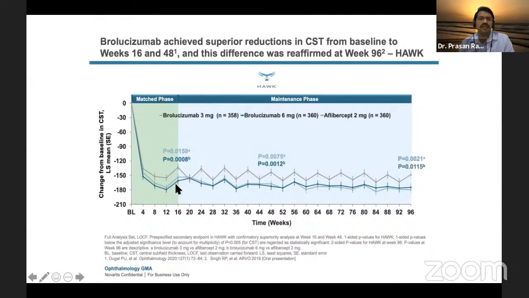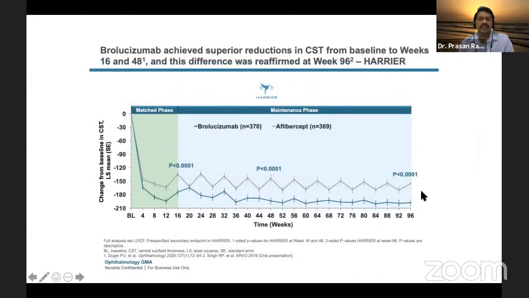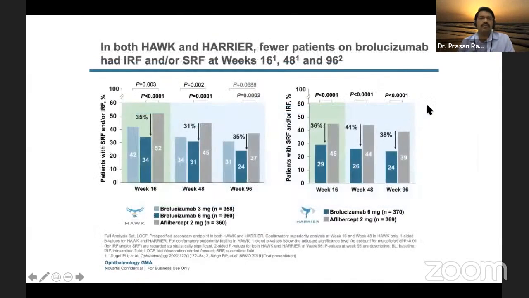So these are the OCT figures. Again, you can see at the end of 96 weeks, there was better control over the fluid in the HAWK as well as in the HARRIER trial. In both HAWK and HARRIER, fewer patients on brolucizumab had intraretinal fluid and subretinal fluid at week 16. I wanted to concentrate on the green bar, which is the brolucizumab 6 milligram, and on the right, which is the aflibercept, the gray bar. At every time point at 16, 48, and 96, there was a statistically significant difference between the two molecules, both in the HAWK and the HARRIER trial.